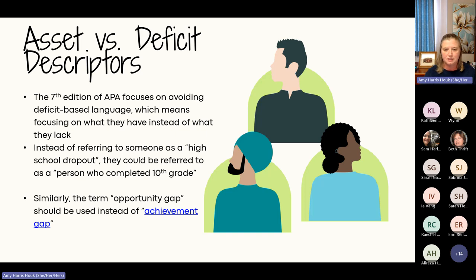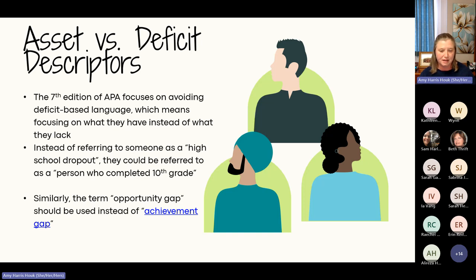Similarly, the term achievement gap has been stricken from APA style because it has a lot of baggage associated with it, but it's generally thought to, for lack of a better word, blame children for situations that they were born into that are not their fault. They didn't do anything to deserve the circumstances into which they were born. So now the term opportunity gap is used just to indicate that any sort of shortcomings between groups are a result of the difference in opportunities that have been afforded to people in that group instead of their ability to, I don't know, pick themselves up by their bootstraps or whatever. I don't know, however you want to say that.